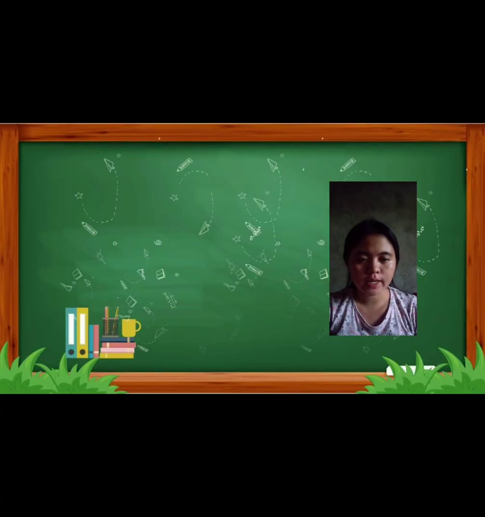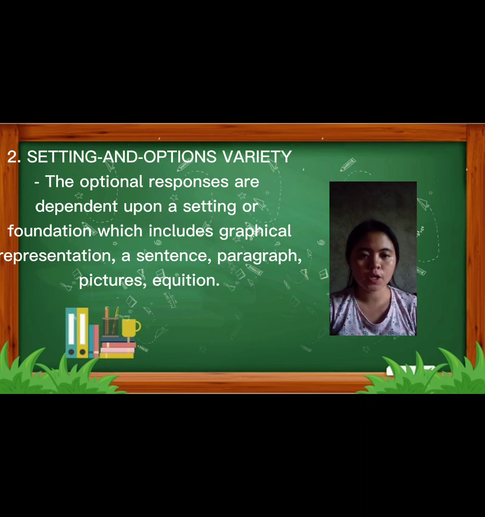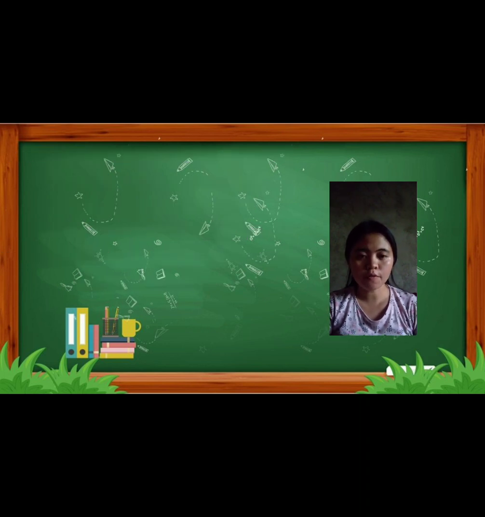The second one is the setting and options variety. In the setting and options variety, the optional responses are dependent upon a setting or foundation which includes a graphical representation, a sentence, paragraph, pictures, equation, or some other forms of representation. This setting and options variety offers many more options to make a multiple choice test.